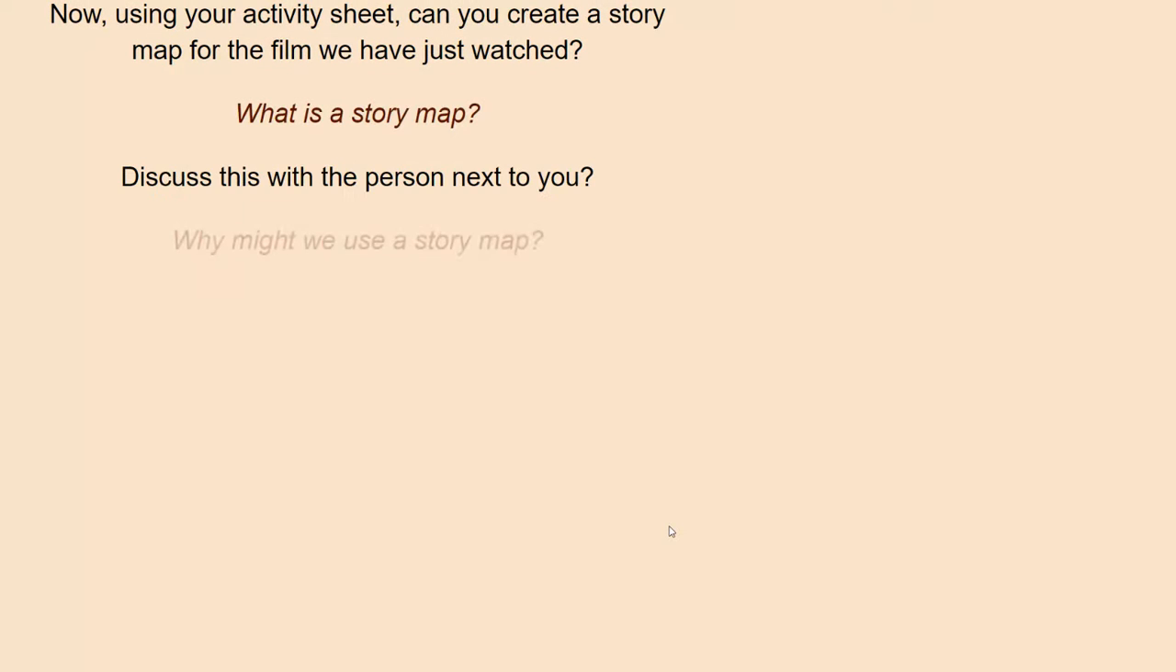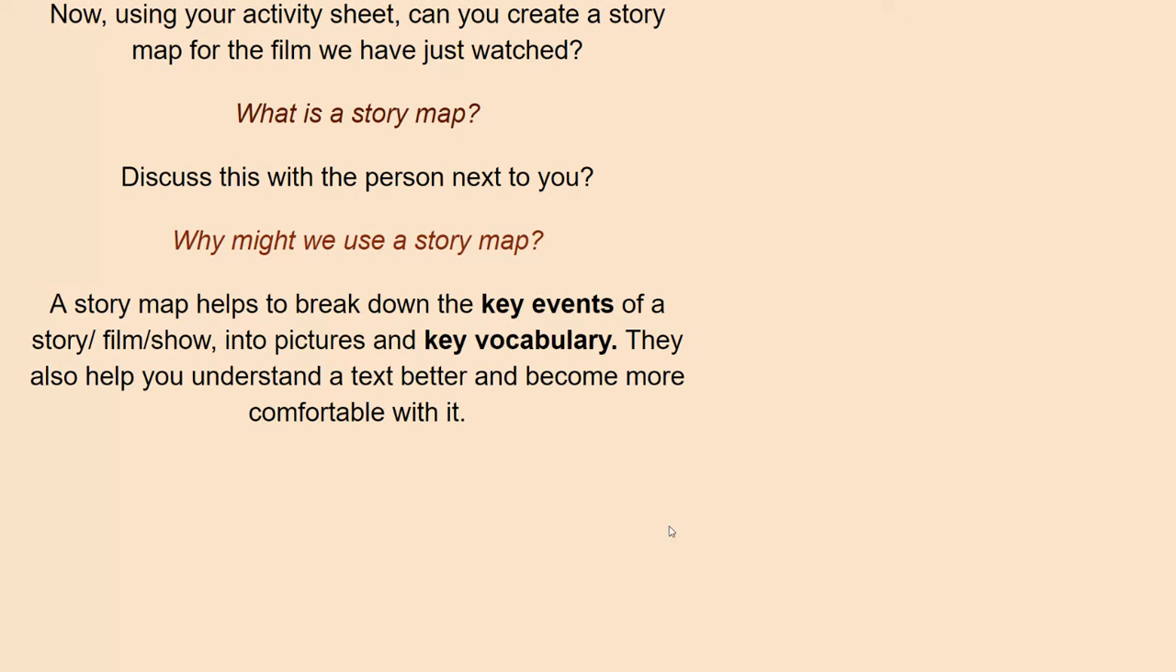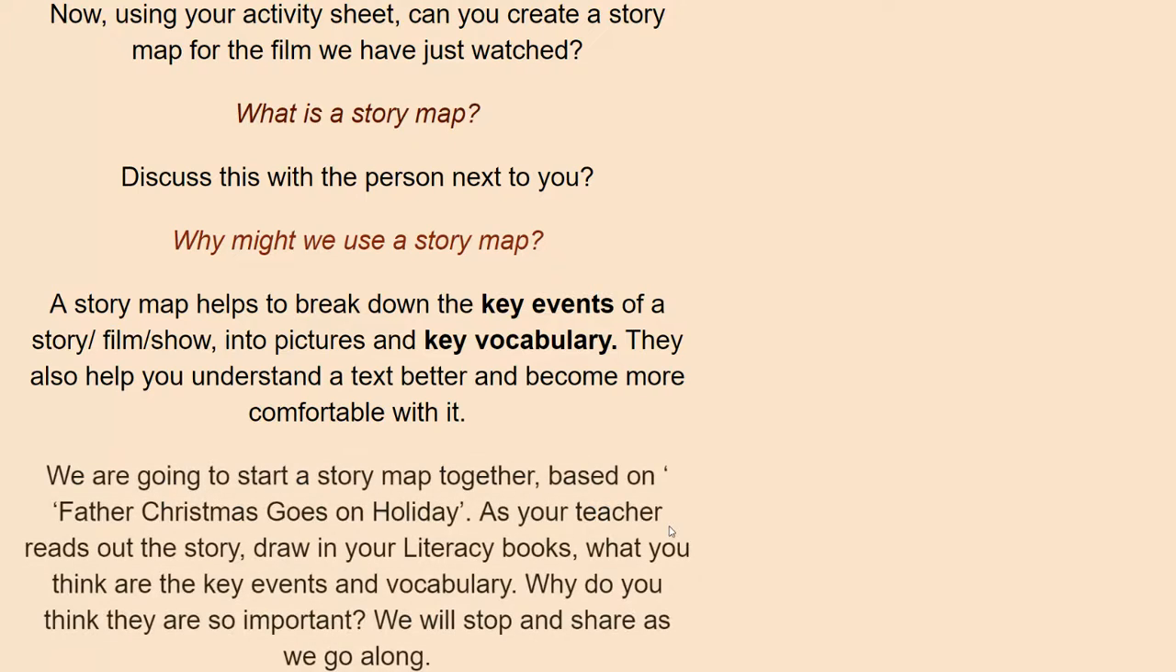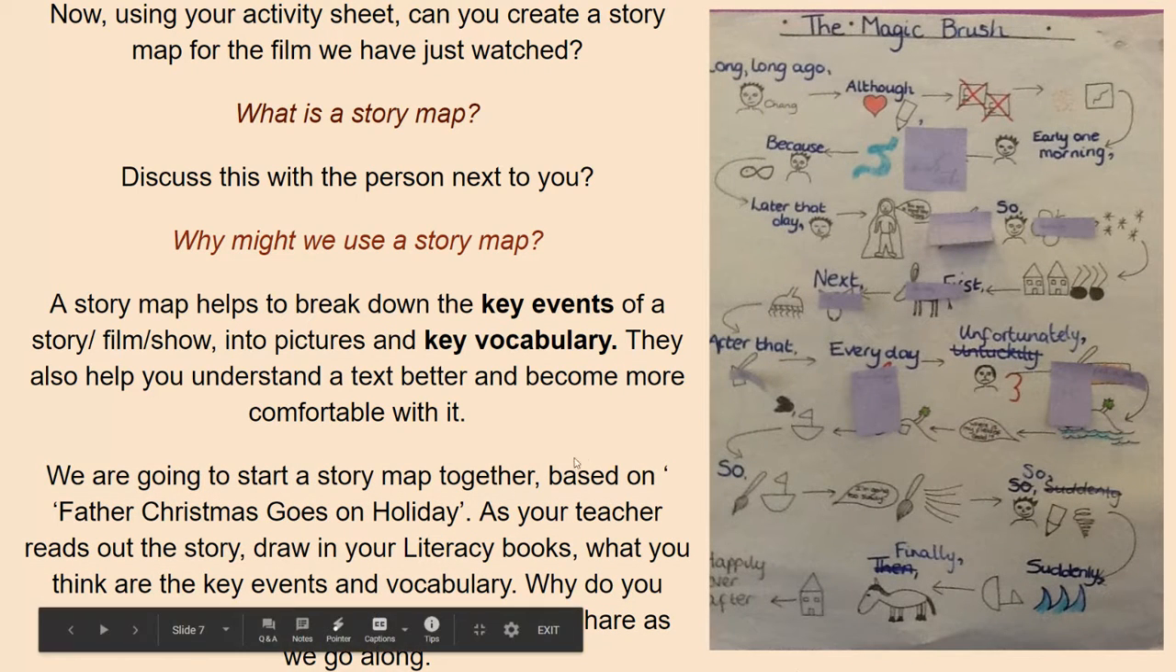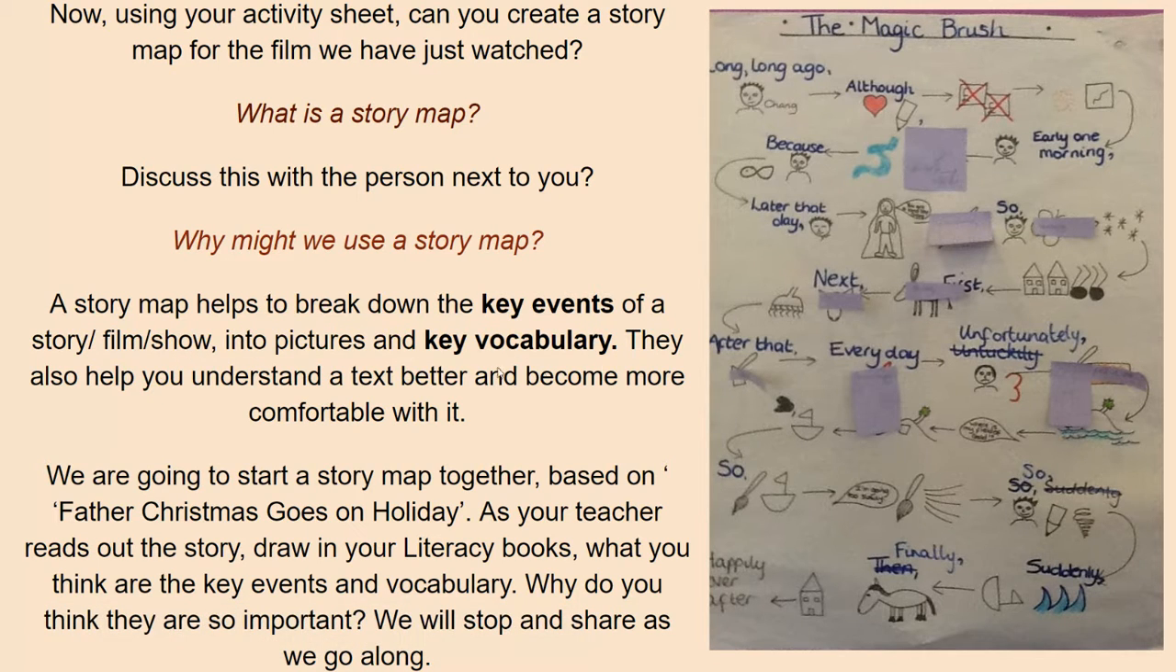Once you've done that, using your activity sheet, you're going to create a story map of the film we have just watched. A story map helps to break down the key events of a story, film, or TV show into pictures and key vocabulary. They also help you understand a text better and become more comfortable with it.